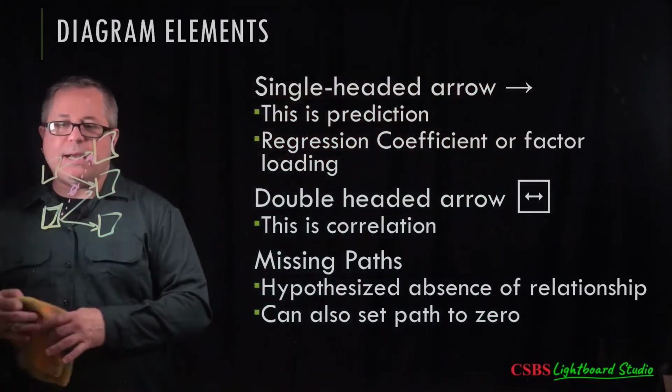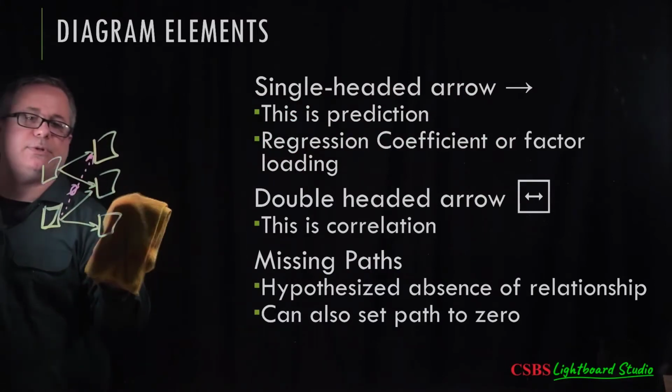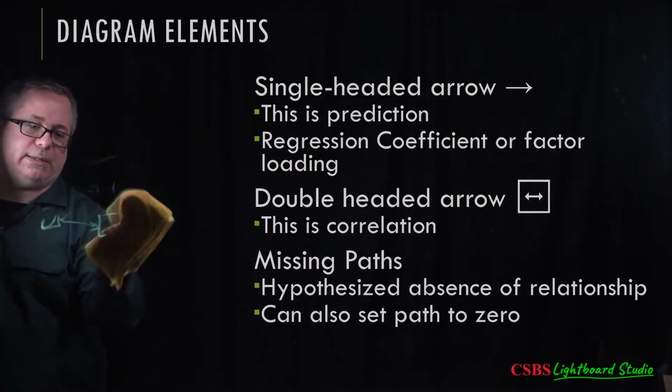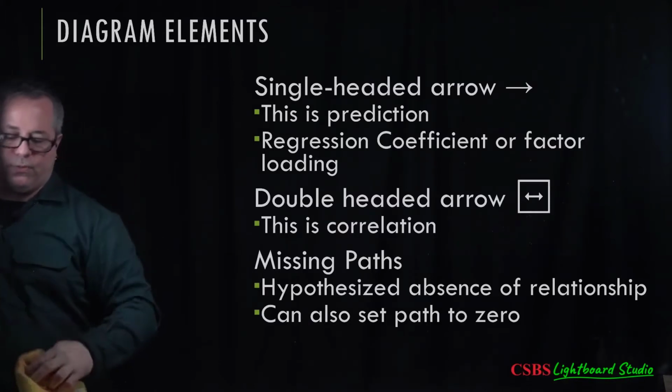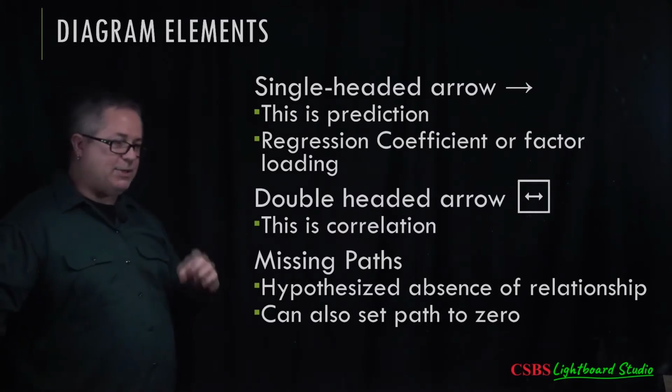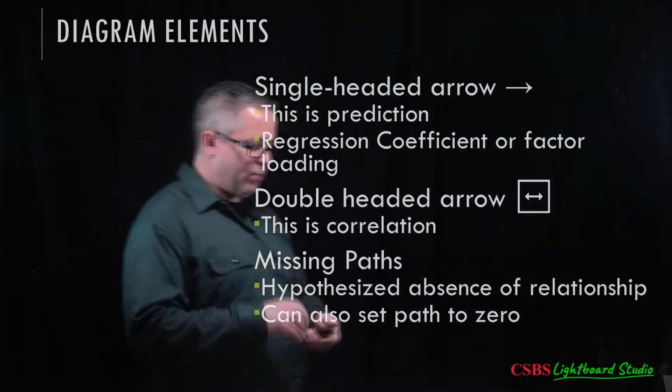So sometimes not putting paths into a model is just as important as the ones you choose to put in, because you're actually making assumptions about what's going on with those paths that don't exist in the model, just like you are with the ones that do exist.